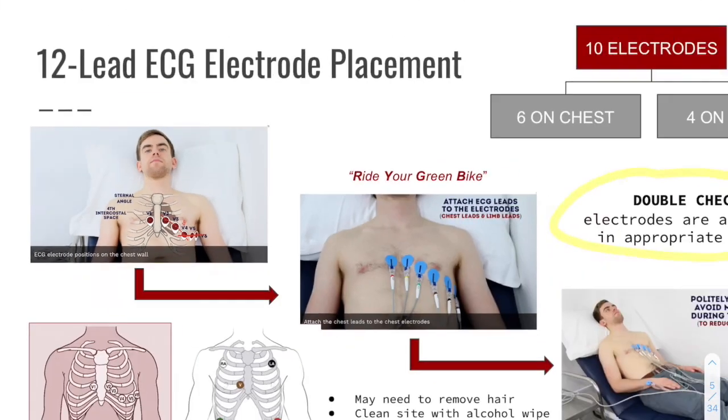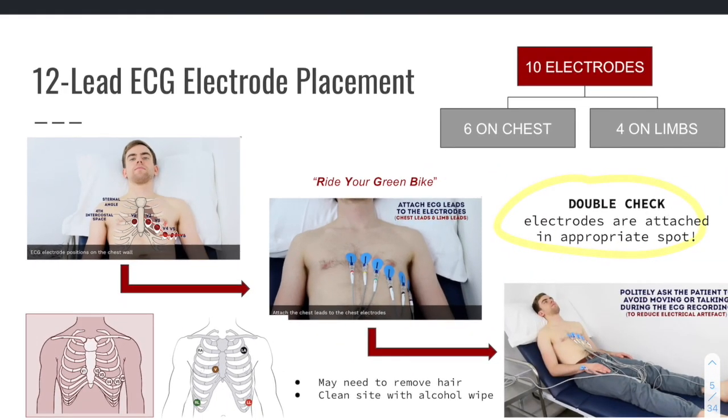And then your limb leads are easy to figure out. You have a right arm lead that should be placed ideally on the ulnar styloid process of the right arm. You have your left arm lead, which should be on the corresponding ulnar styloid process of the left arm. Your left leg lead will be on the lateral malleolus of the left leg, and the right leg lead would be on the medial or the lateral malleolus of the right leg.